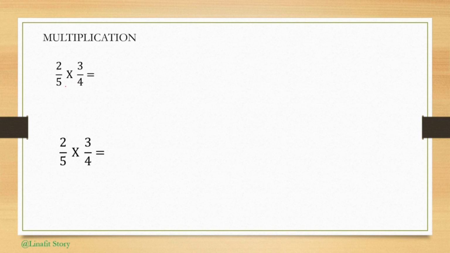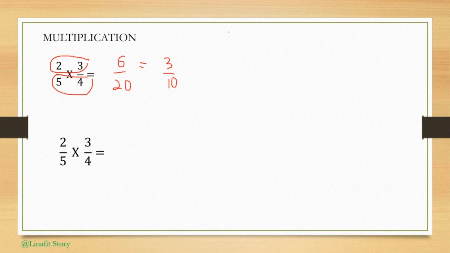The first one is you have to multiply the top number. 2 times 3 equals 6. And after that, multiply the bottom number. 5 times 4 equals 20. 6 out of 20, you simplify, equals 3 out of 10. Why? Because numerator and denominator, you divided both by 2.